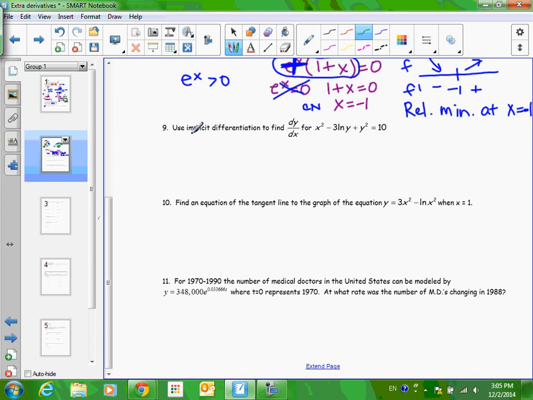Number 9, implicit differentiation. This has been on almost every single after party. That's because I really want you guys to be good at it. It is all over my semester exam. You really need to be very comfortable with implicit differentiation. So, derivative of x squared, 2x. Derivative of -3 natural log y. Okay, so that's going to be -3. What's the derivative of natural log of y? This is new today.